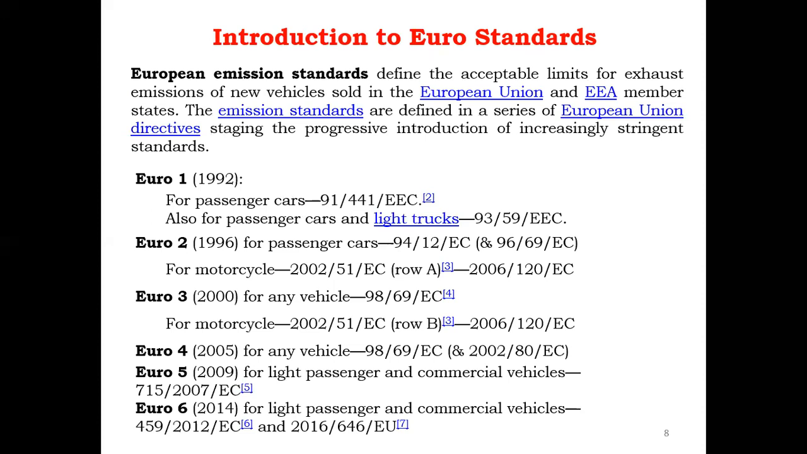European countries first developed the industry regulations, so they defined the very old Euro standards. That is Euro 1 in 1992, Euro 2 in 1996, Euro 3 in 2000, Euro 4 in 2005, Euro 5 in 2005, Euro 6 in 2014.